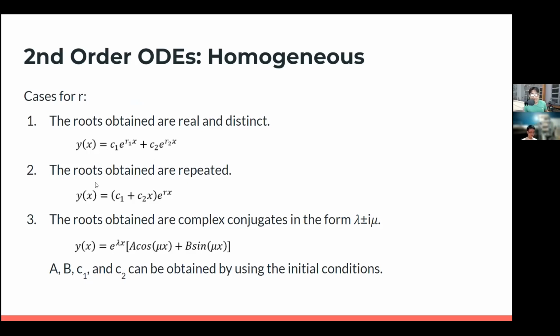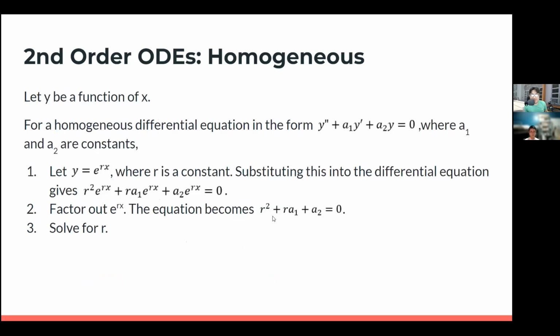Second case, when the root you obtained is repeated. If the root is repeated, it is also real. Recall the quadratic formula: negative b plus or minus square root of b squared minus 4ac, all over 2a. So when the discriminant becomes zero, you only get one answer.